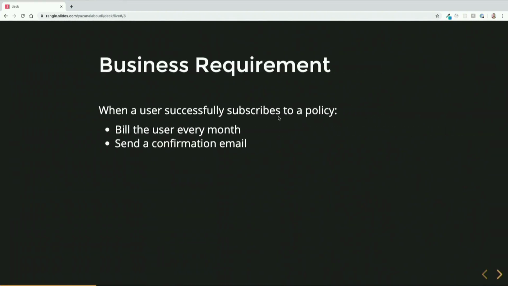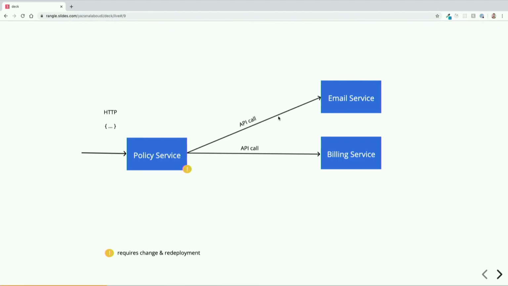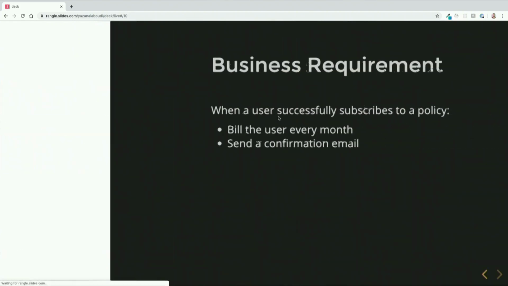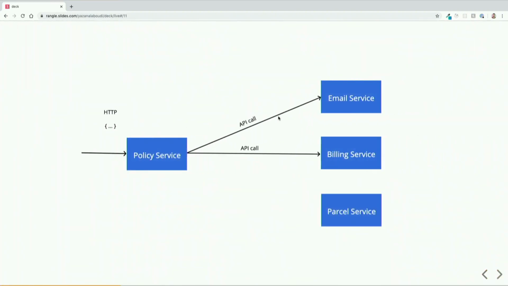Our next requirement is we want to send the user a confirmation email to make sure that they bought something, and it's in their email as well. Easy enough, you do the exact same thing. You develop an email service if you're a backend developer. You take down the policy service, add that extra API call, and then you redeploy it. Simple. Now more stuff starts coming in. You're asked to send an appreciation letter. You build a parcel service. You take it down, and you write that new code so that there's an extra API call.